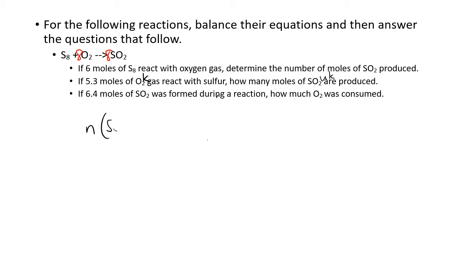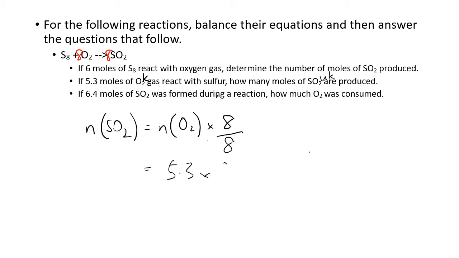So the number of moles of SO2 is equal to the number of moles of O2 times the coefficient of the unknown, the SO2, which happens to be 8, over the coefficient of the known, the O2, which also happens to be 8. We fill out 5.3 times 8 on 8, which happens to be 5.3. And don't forget your units. I think I forgot the units on the last one. All right, 5.3 moles there.